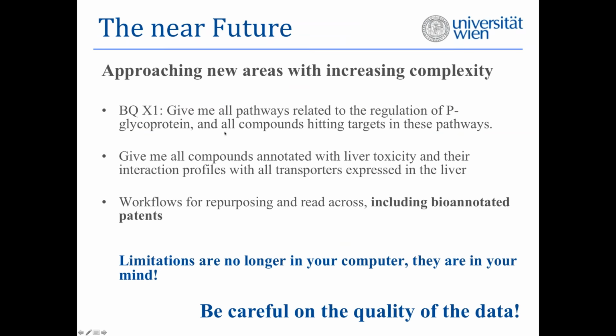When you look at possible exploitation, for example, give me all pathways related to the regulation of P-glycoprotein and all the compounds hitting the targets in these pathways. Or my favorite business question, give me all compounds annotated with liver toxicity and the interaction profiles with all transporters expressed in the liver. Okay, we still miss maybe this first part because that would mean text mining. But still, these types of business questions, use cases become possible now.